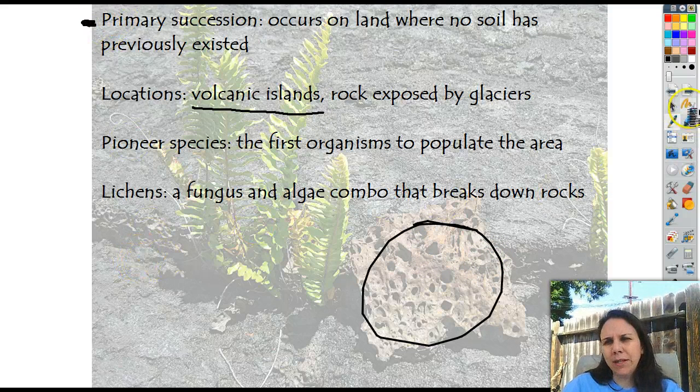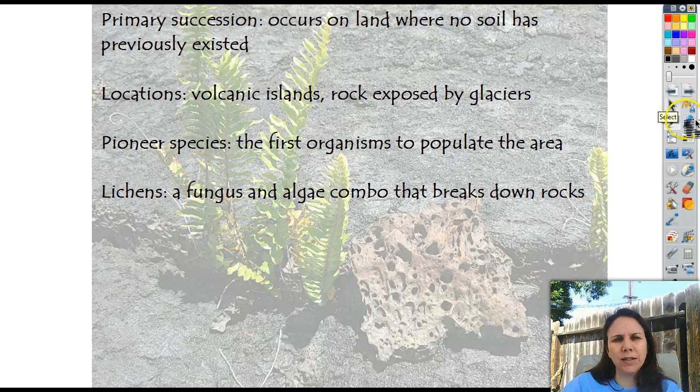So here's what happens. We get these little things called pioneer species. Just like the pioneers of the olden days, who went out and explored new uninhabited areas, that's what happens here. We get these organisms, usually smaller plants, that get to the area, either carried as seed by wind or water, and they land on the rock. Now, it's kind of hard to grow a seed on a rock. So we need these guys first.